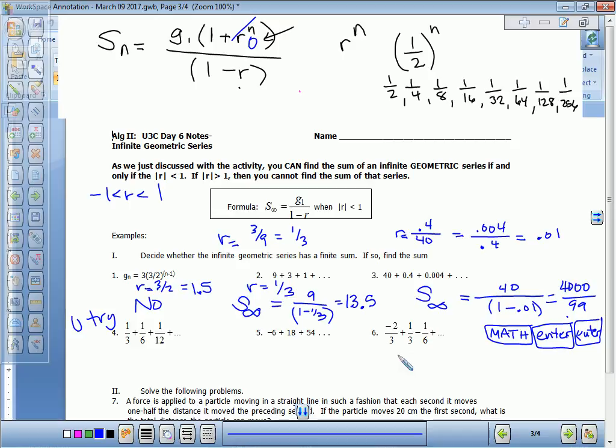Wait, no, because it's a negative. It's gotta be greater than 1. Yes, there's a lot of 6s left in 7. Okay, so you have to hit math, fraction, enter because it's not terminating.